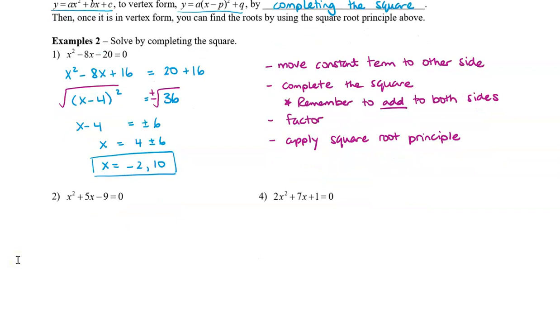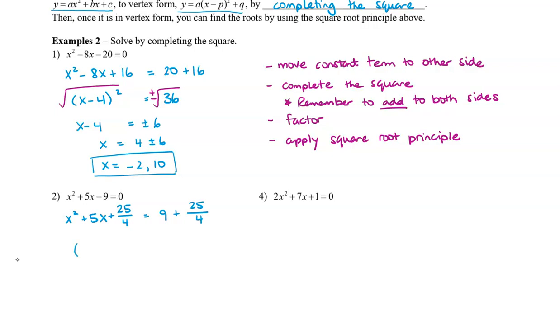Let's try a couple of other ones, which are maybe a little bit harder because the number in the second term this time is an odd number. So we have x squared plus 5x, and we're going to move the negative 9 to the other side. So we'll leave a little gap. So this becomes positive 9. We're going to take 5, half it, and then square it. So that would become 5 over 2, and then 25 over 4. So we're going to add 25 over 4 to both sides.